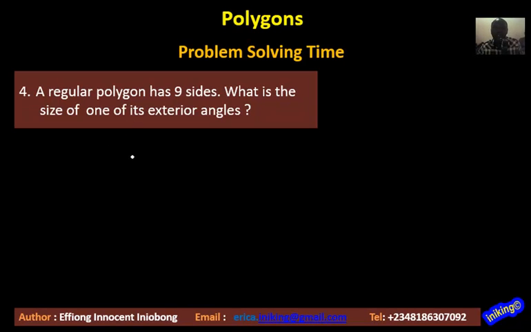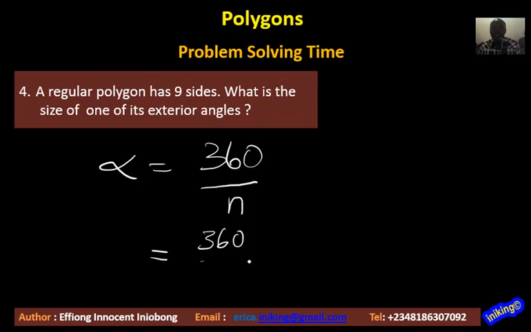Exterior angle, we know the exterior angle is 360 divided by the number of sides for a regular polygon. We can easily obtain the exterior angle by dividing 360 by the number of sides. So this is a very simple and straightforward question. This is 360 divided by the number of sides given in the question, which is 9. So you agree that the exterior angle is equal to 40 degrees.